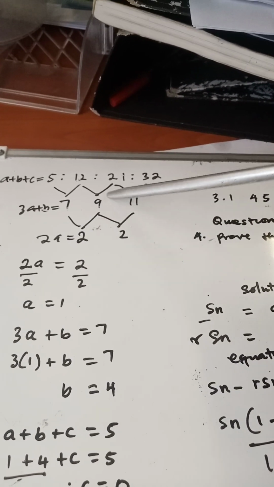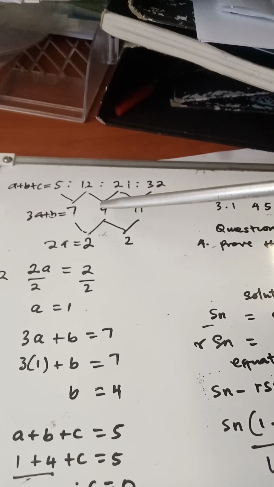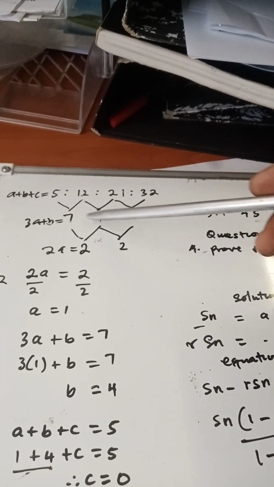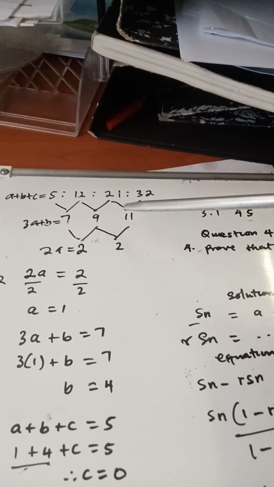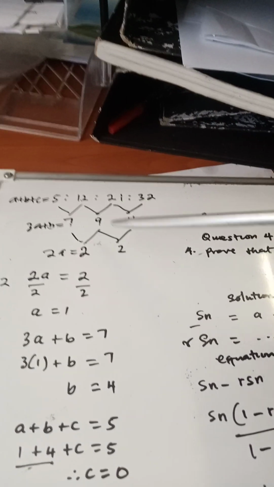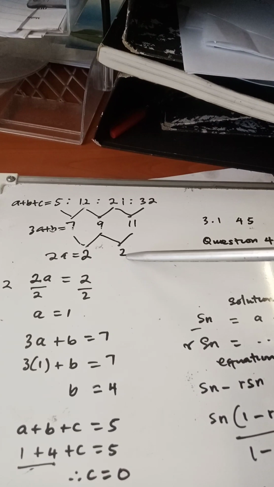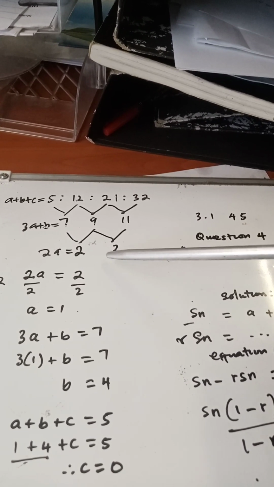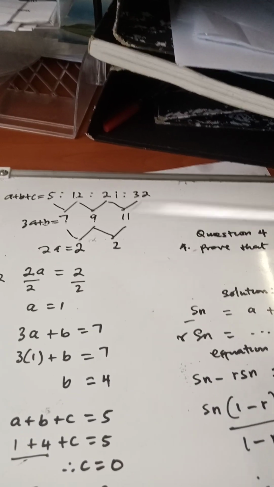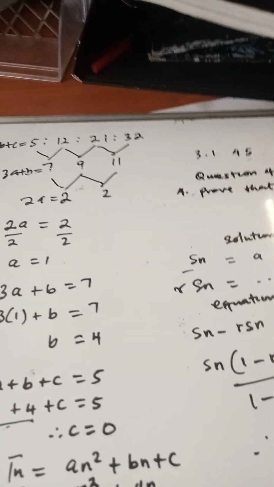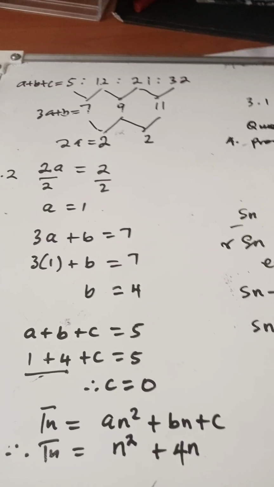So you proceed to find another difference between these three terms here. T2 minus T1 gives me 2. T3 minus T2 also gives me 2. So now we have a constant common difference, which is the second difference. That's what makes it a quadratic number pattern.